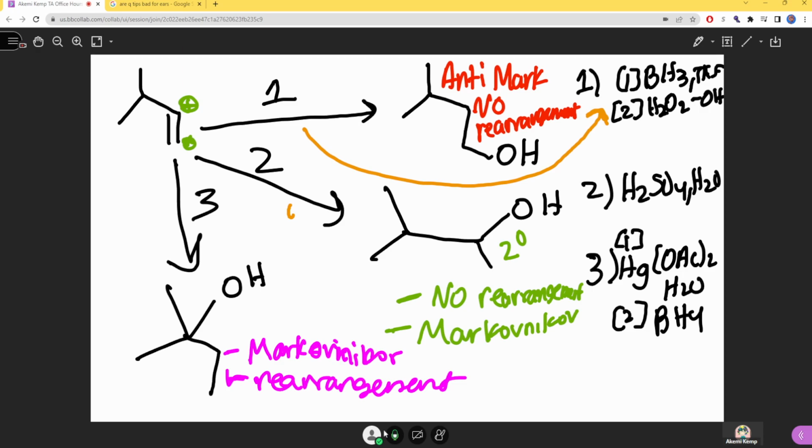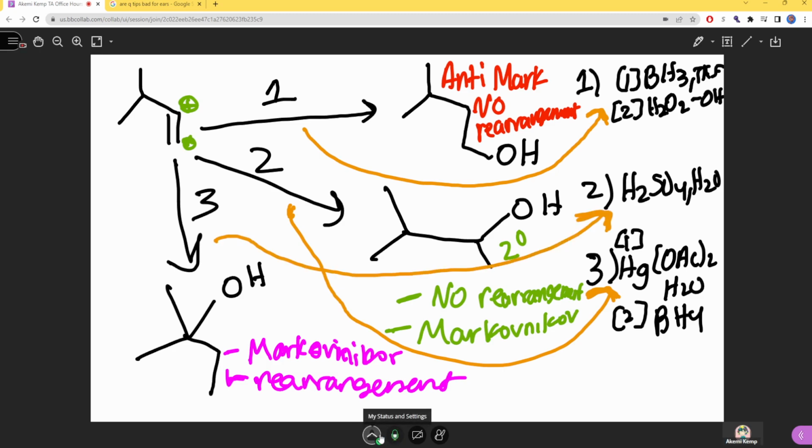So pathway 2 was reagent 3. Reagent 3 is definitely used to do this because it's still Markovnikov, remember, because the OH ended up on the secondary carbon instead of the primary. It's just that there was no rearrangement. And lastly, the only choice left for pathway 3 is the H2SO4, the water and sulfuric acid. This is a very well-known reagent to do this type of reaction in pathway 3.